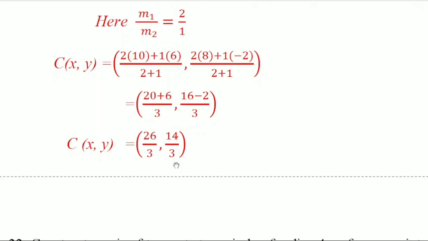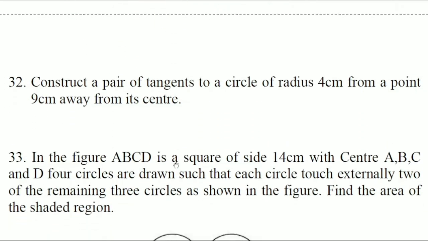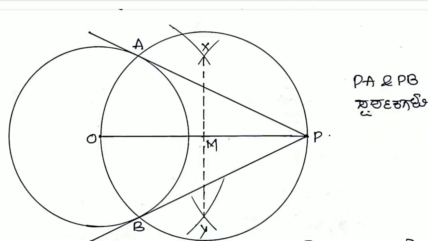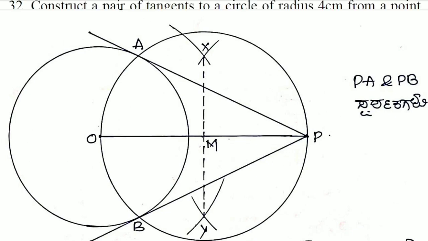Question number 32. Construct a pair of tangents to a circle of radius 4 cm from a point 9 cm away from its center. So here also they asked for 3 marks construction. So don't forget to learn the construction.